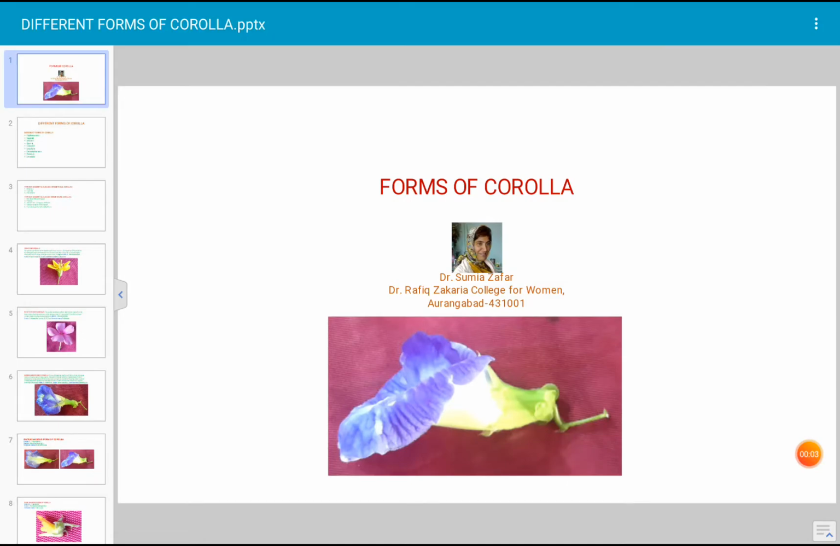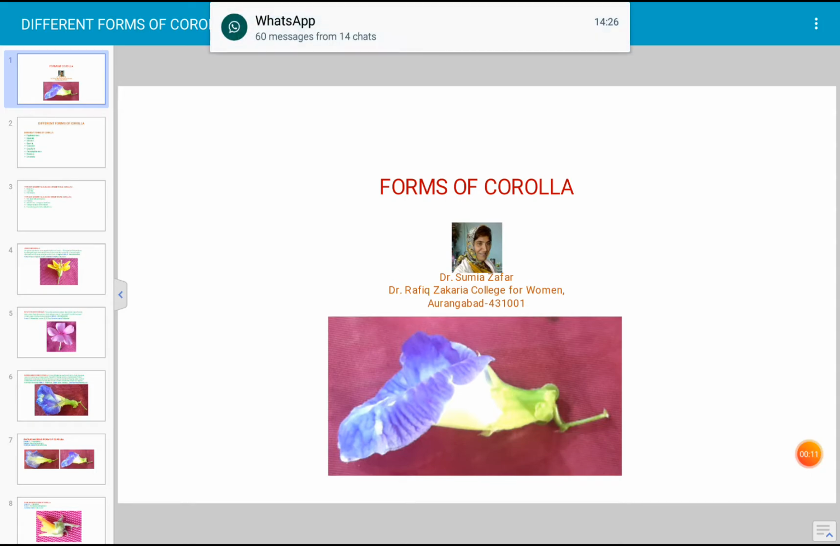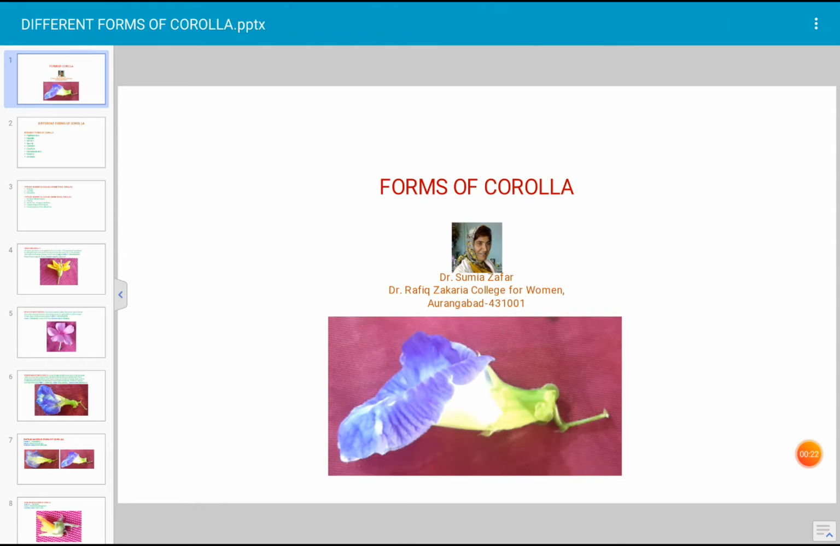Today's topic for discussion is forms of corolla. Corolla is the second whorl of the flower, and there are lakhs of plants present on the earth, and each plant has a specific type of flower. The corolla, the second whorl of the flower, has different shapes. The shape of the corolla plays a very important role in the identification of a plant. Some forms of corolla are described here.